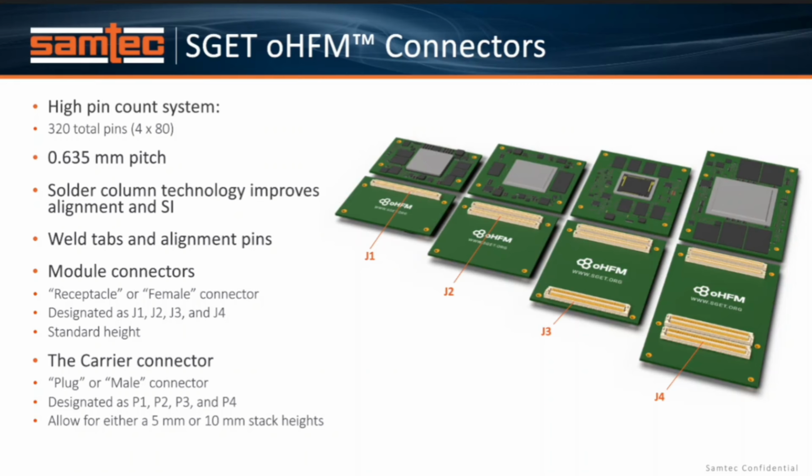We'll talk about the difference in size in terms of the width of the connectors in just a moment. Something else we've added to the solutions is solder column technology. When these families were originally introduced several years ago, we used solder ball termination, but solder column optimizes the processing of applying the connectors to the PCB. Solder column technology also improves alignment, especially as you're bringing up new form factors like SGET oHFM, and offers improvement, especially on crosstalk at higher speeds.